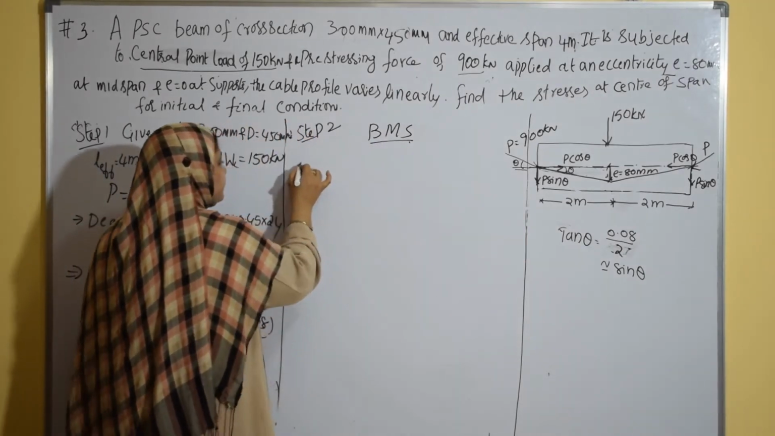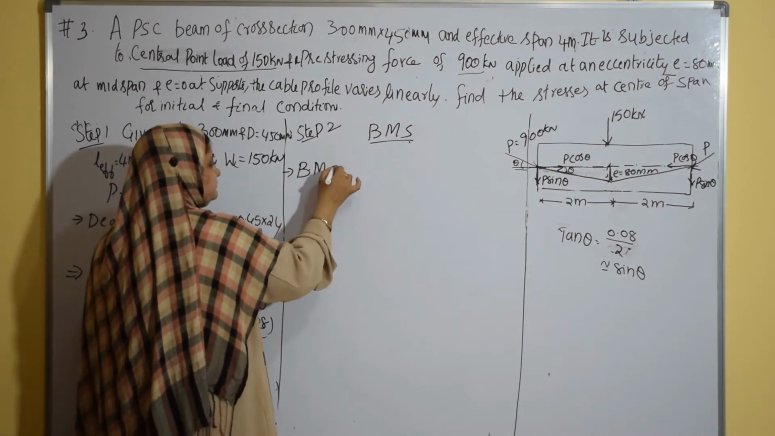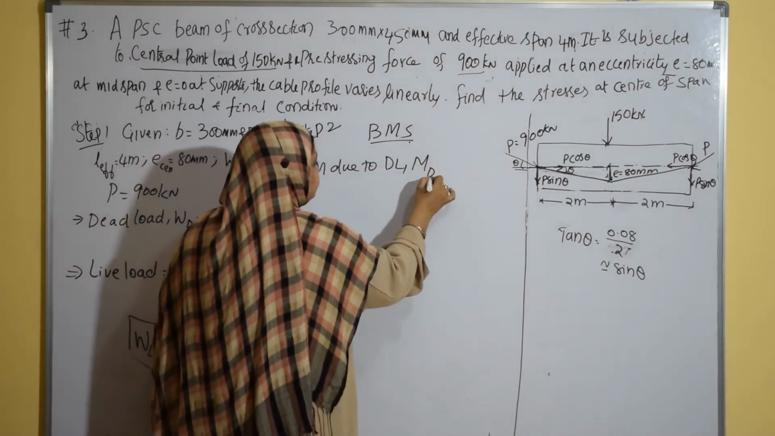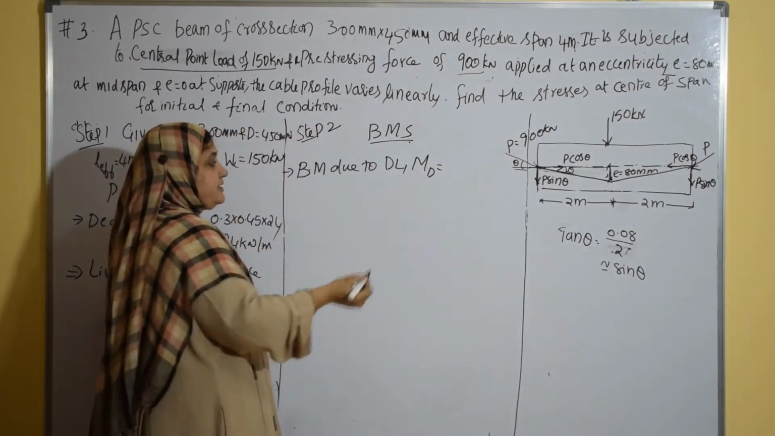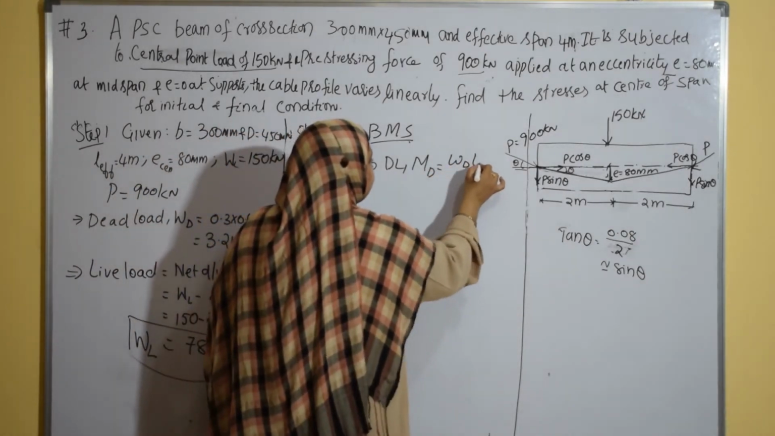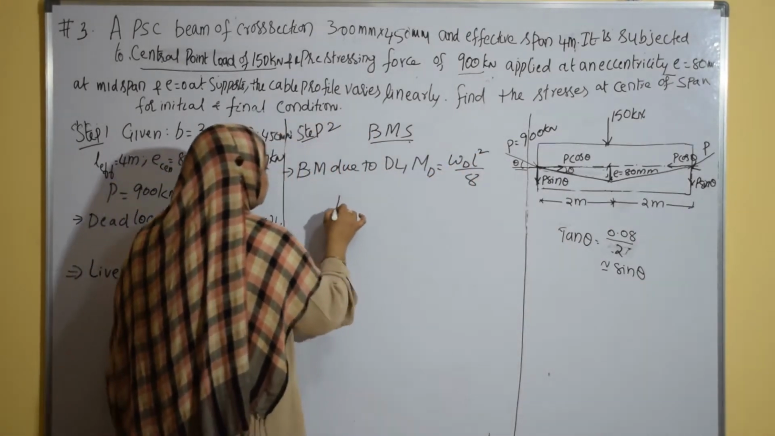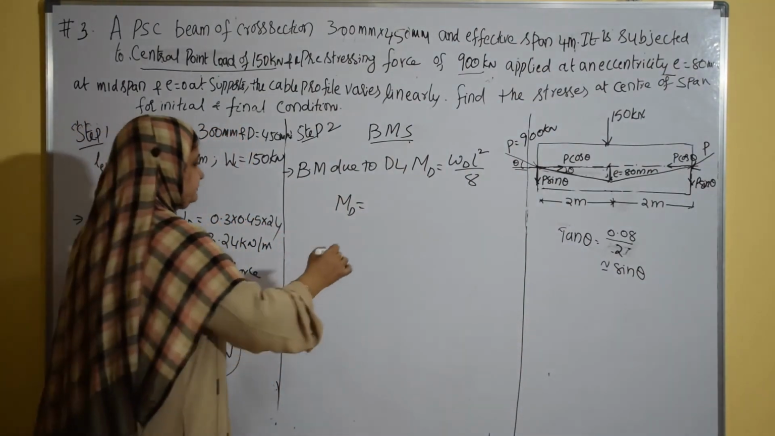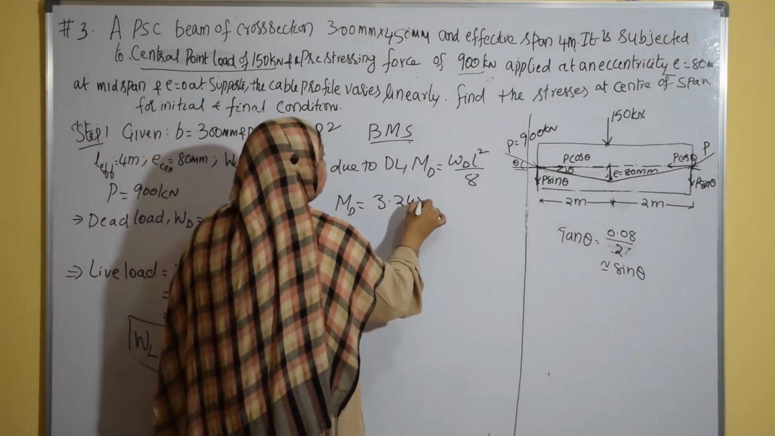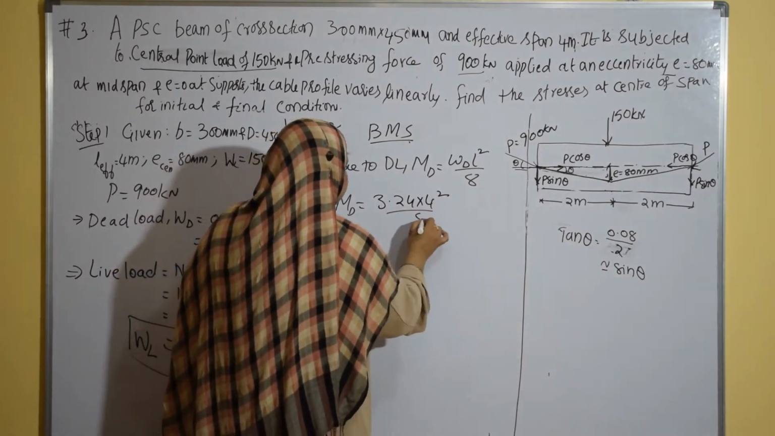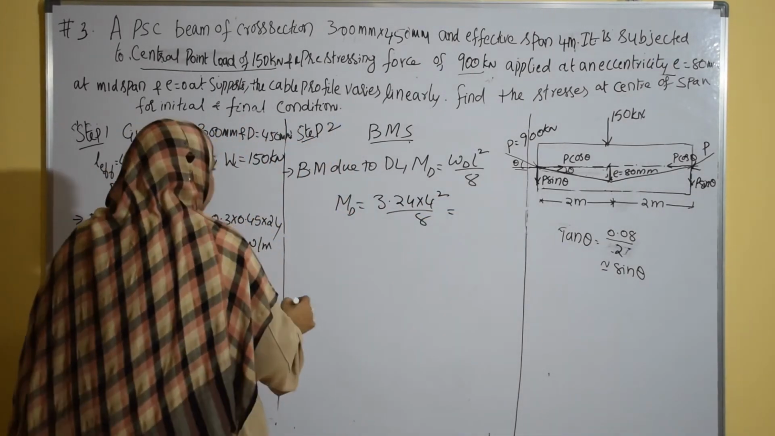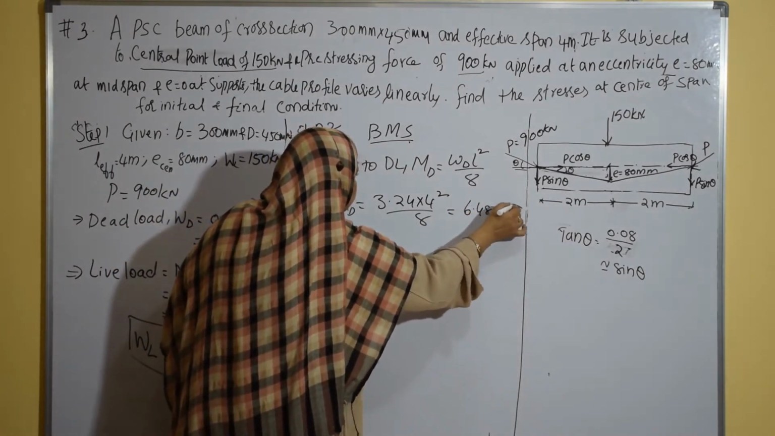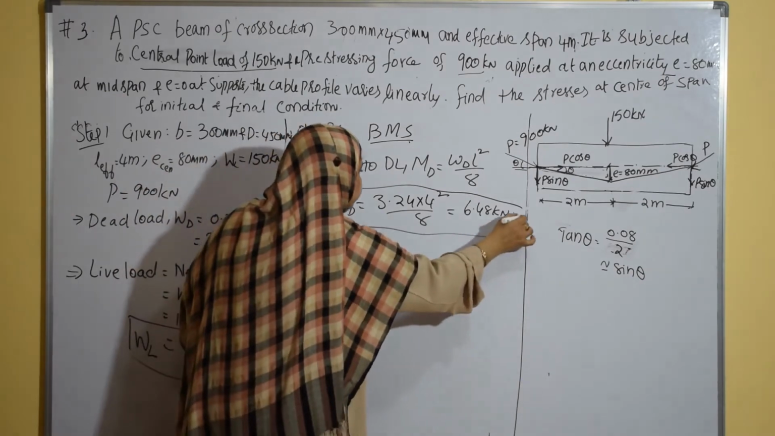First, bending moment due to dead load. We represent this as MD because dead load is UDL, so it will be WD L square by 8 only. So MD is equal to 3.24 into 4 square by 8. It comes out to be 6.48 kilonewton meter. So remember, this is the dead load bending moment.